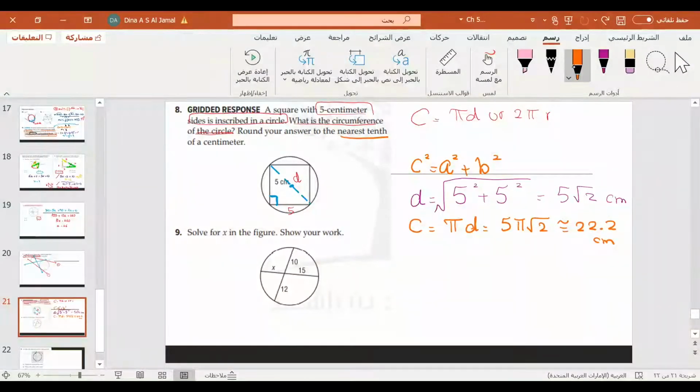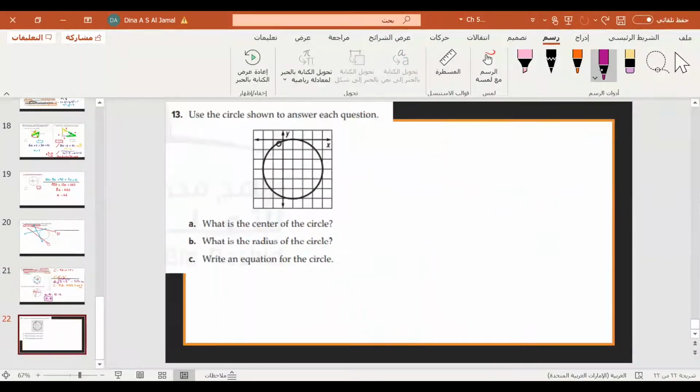He would like you to solve for x in this figure, and pay attention to what your x is. You have two chords intersecting. That means it is the segment chord theorem, and you need to find your x. If you multiply the parts of each chord, the products will be equal. So x multiplied by 15 is equal to 10 multiplied by 12. Solving for x in the equation, your x will be 8. That's it. Now let's go to the last question in this video.